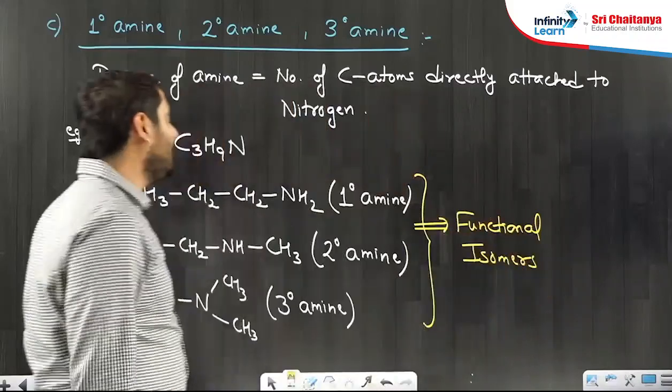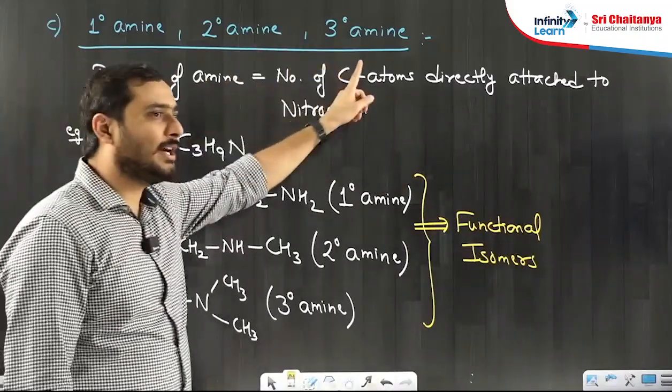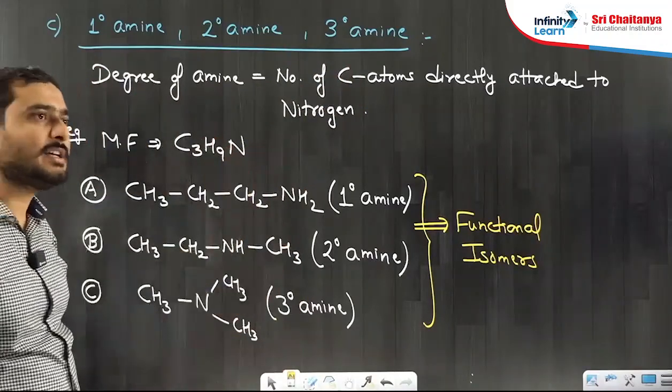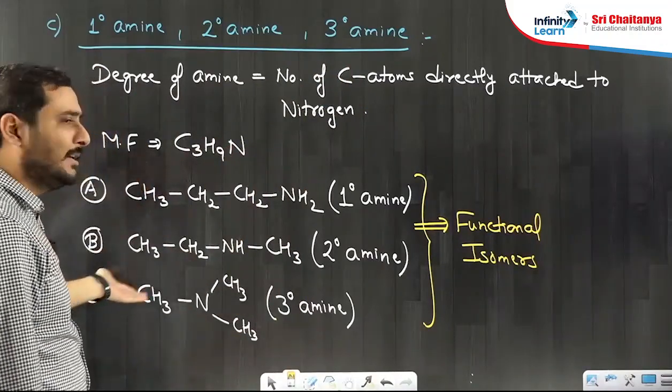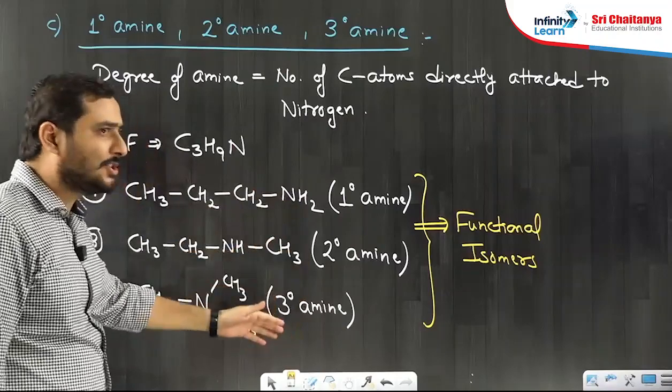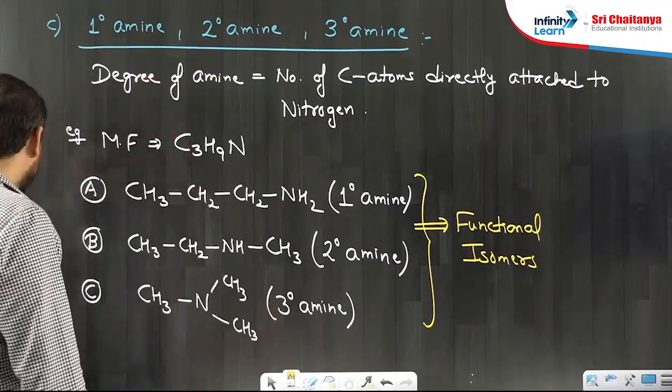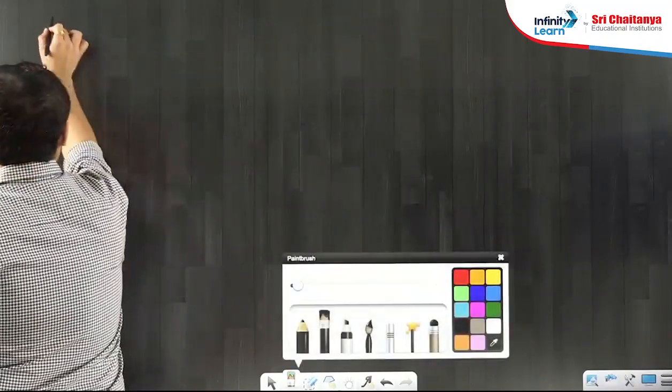So what point do we have to remember? That primary, secondary and tertiary amines are functional isomers of each other. And these are the examples we have written. One primary amine, one secondary, one tertiary, having the same molecular formula. Next, move to the next, D part, which is the amide functional group.